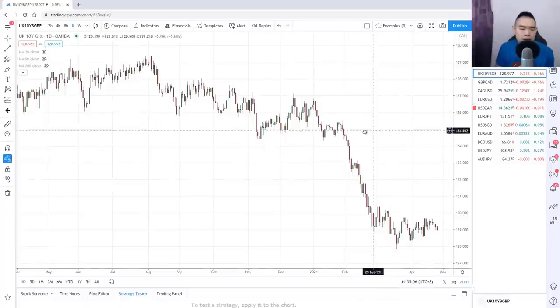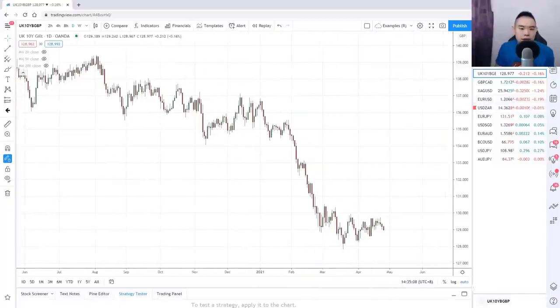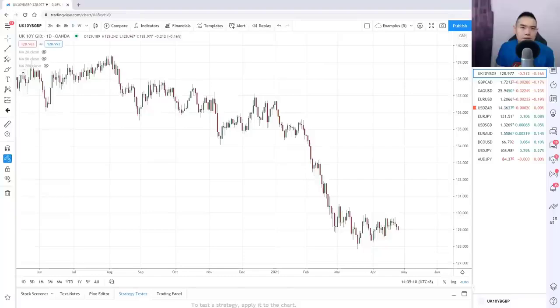So have a look at another example. This one again, UK 10-year gilt. If you look at this chart, is this in an uptrend, downtrend, or range? Look from left to right, you can see this market making a series of lower high, lower high, lower high, and lower low, lower low, lower low.